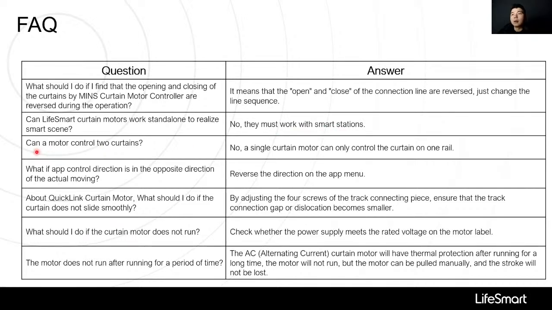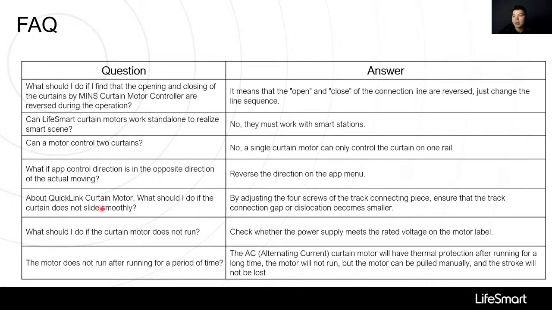3. Can a motor control two curtains? No. A single curtain motor can only control the curtain on one wheel. And here you may ask if the app can control two curtains. The answer is yes. Go ahead. What if app control direction is in the opposite direction of the actual moving? Reverse the direction on the app menu.